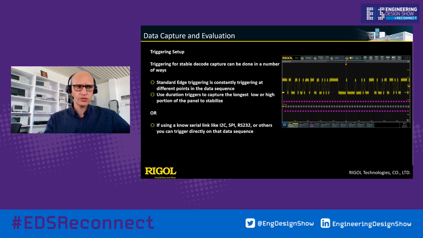For example, we could use an edge trigger as a simple form, to trigger to an edge to stabilize the signal. But we could use a duration trigger as well, in case we want to trigger to the longest low duration or the longest high duration to stabilize the signal form. Or we also have the capability with this oscilloscope, in case we have a known bus signal like an I2C or an RS232 as an example, then we can also use this kind of trigger to stabilize the test signal and do our screen for much better analysis.